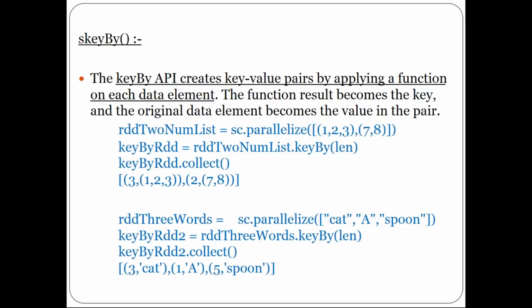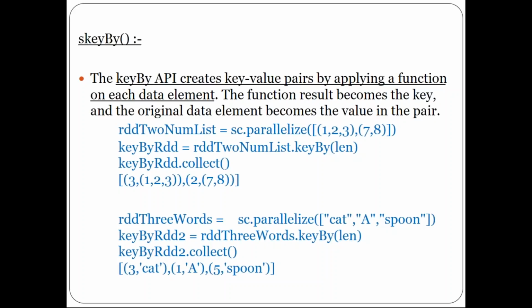Your data elements. It has to iterate through each data element. The function result becomes the key, obviously. And the original data becomes the value in the pair. That's what I'm going to show you now. We have two num list: 1 2 3 is one data set, 7 8 is the other data set. Now if you do keyBy on RDD 2 num list with length, 3 will be the key and 1 2 3 will be the value, 2 will be the key and 7 8 will be the value. So here you have one key and multiple values, right? You have one key and multiple values.